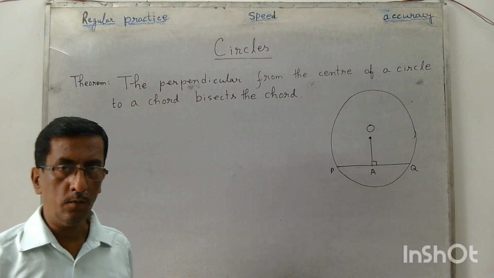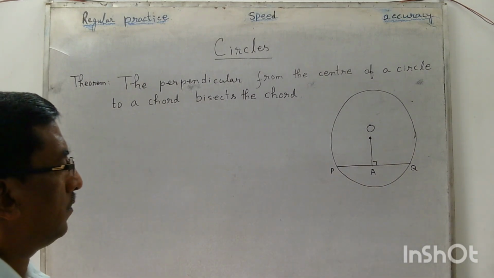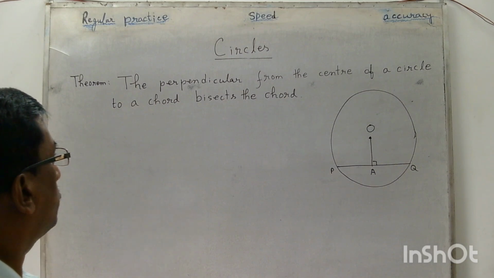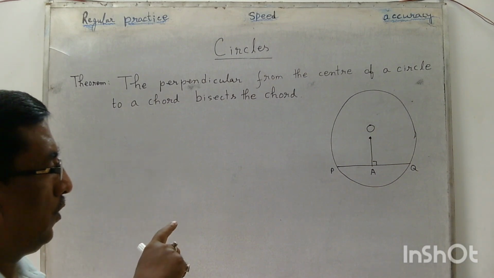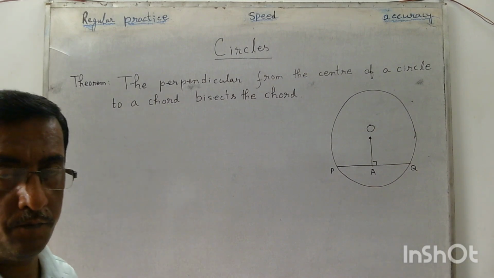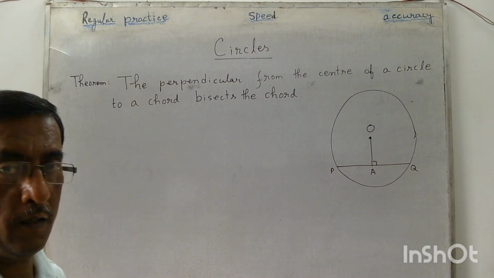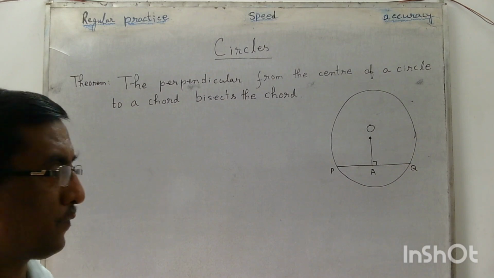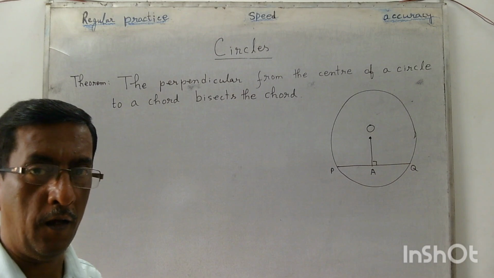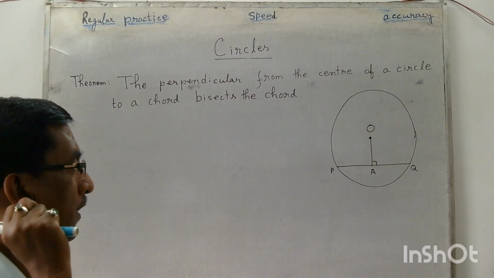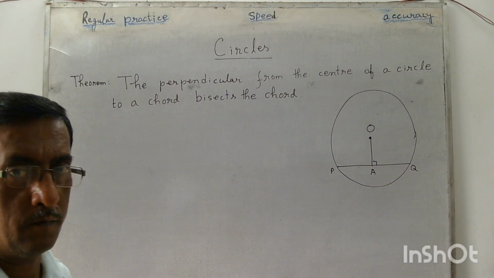Now, if I draw a perpendicular from the center to the chord, the statement says that OA will bisect PQ. And we have to prove this statement by applying the criteria of congruency. ये statement को हमें prove करना है कि bisect किया है, यानी PA equals to AQ. ये हमें prove करना है.